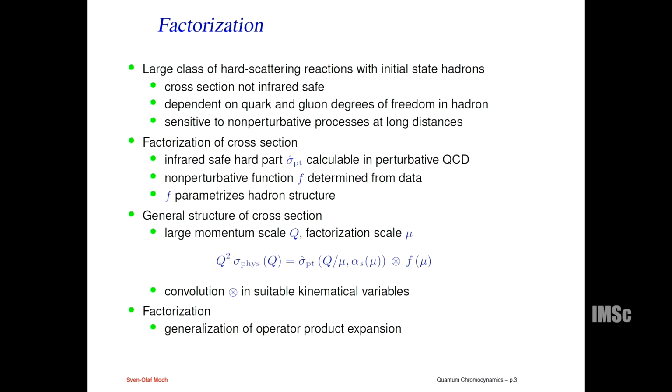In terms of hard scattering cross-section, I denote this by sigma hat, meaning this is where we work with partonic degrees of freedom, and this depends on a hard scale. This is convoluted with some function f, which parameterizes the hadronic part of the cross-section. You can think of this factorization as a generalization of the operator product expansion, if you're familiar with this. This is basically what I would like to discuss with you in a nutshell today.